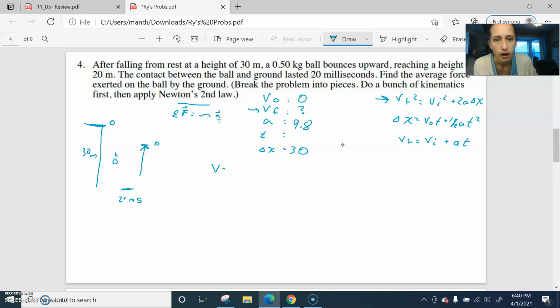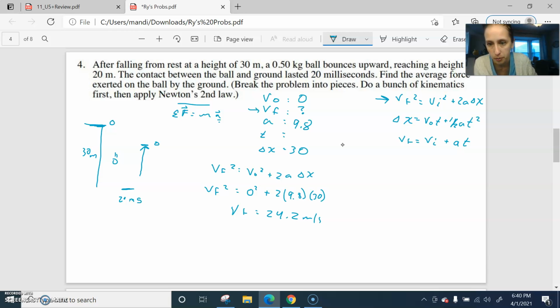Okay, so final velocity squared equals initial velocity squared plus 2a delta x. We're solving for final velocity. Initial velocity is 0. When you square 0, it's still 0. 2 times 9.8, and we went 30 meters. So 2 times 9.8 times 30. If we take the square root of that, it ends up being 24.2 meters per second. I still don't know where this is going.